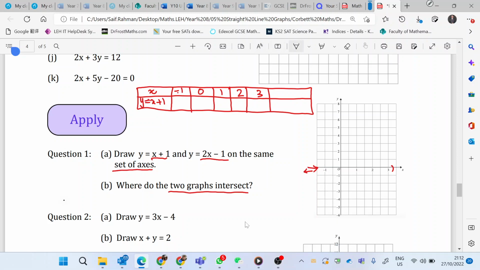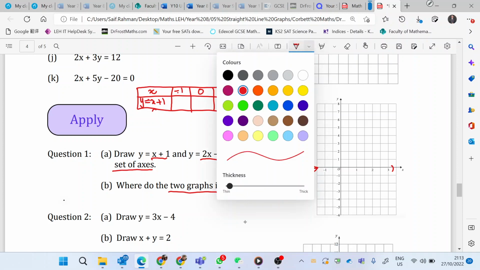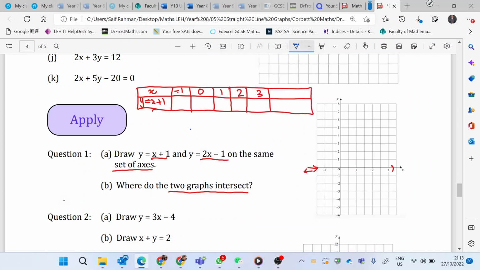Okay, so now what I do is I put this minus 1 for x in this equation here, and then try to find the values of y. So when I put minus 1 here, minus 1 plus 1 makes 0. So the y value becomes 0.